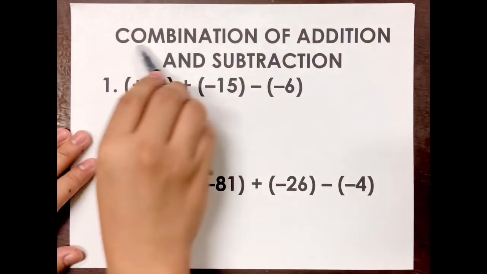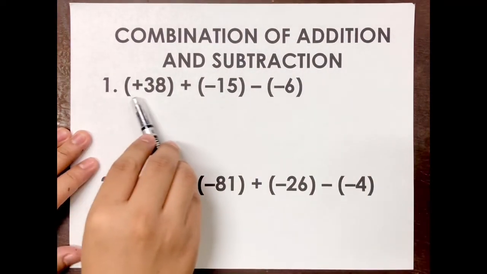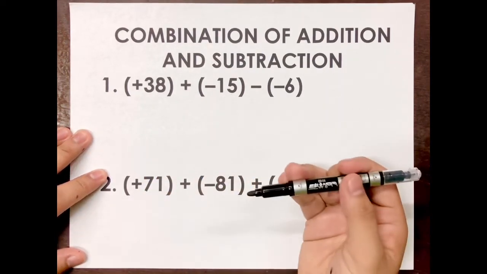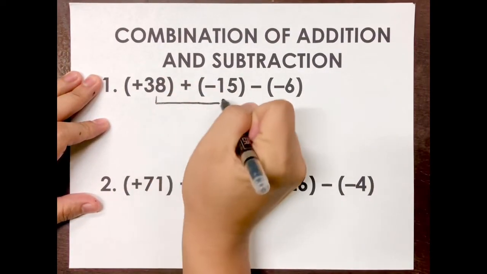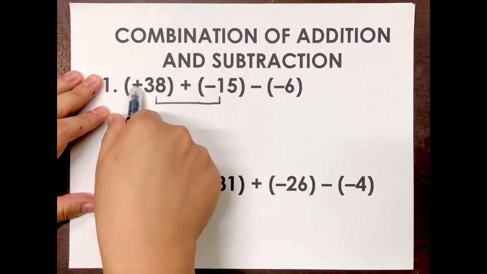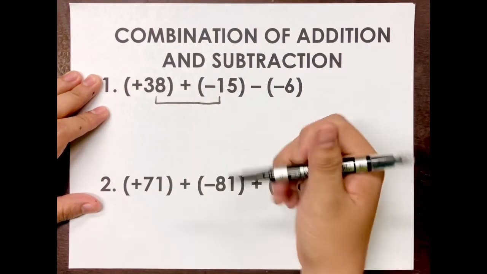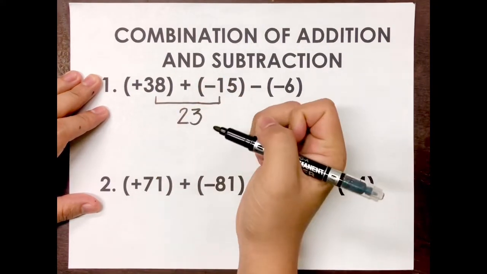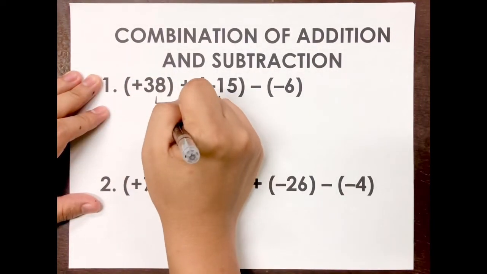For problems involving combination of addition and subtraction, I suggest this process. Let's have number 1, positive 38 plus negative 15 minus negative 6. I want you to focus on the first two integers. Positive 38 plus negative 15. They are of different signs, so we subtract their absolute values. 38 minus 15 will give us 23, and we will adapt the sign of the integer with greater absolute value, which is 38. So it will be positive 23.